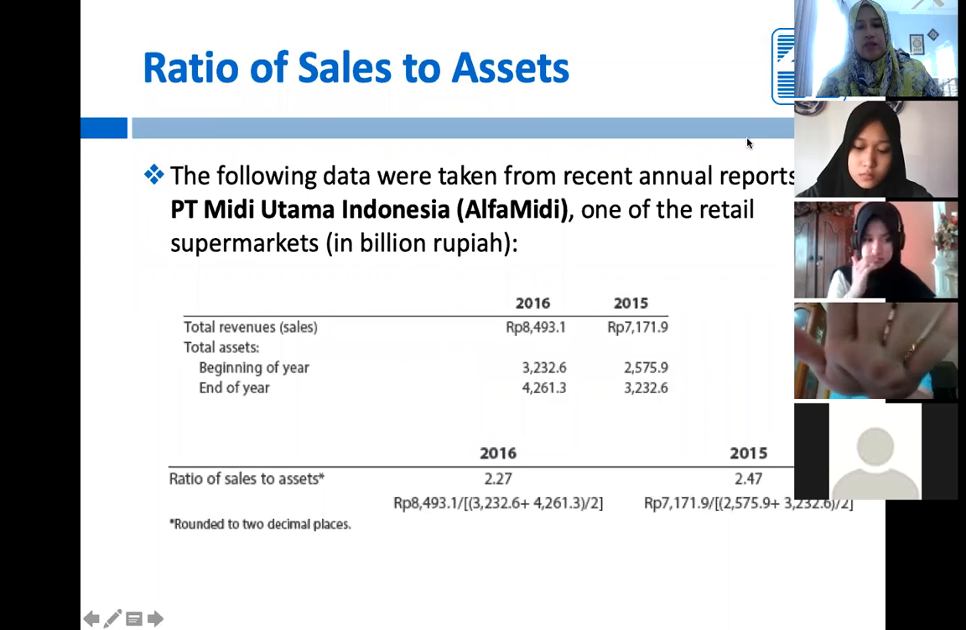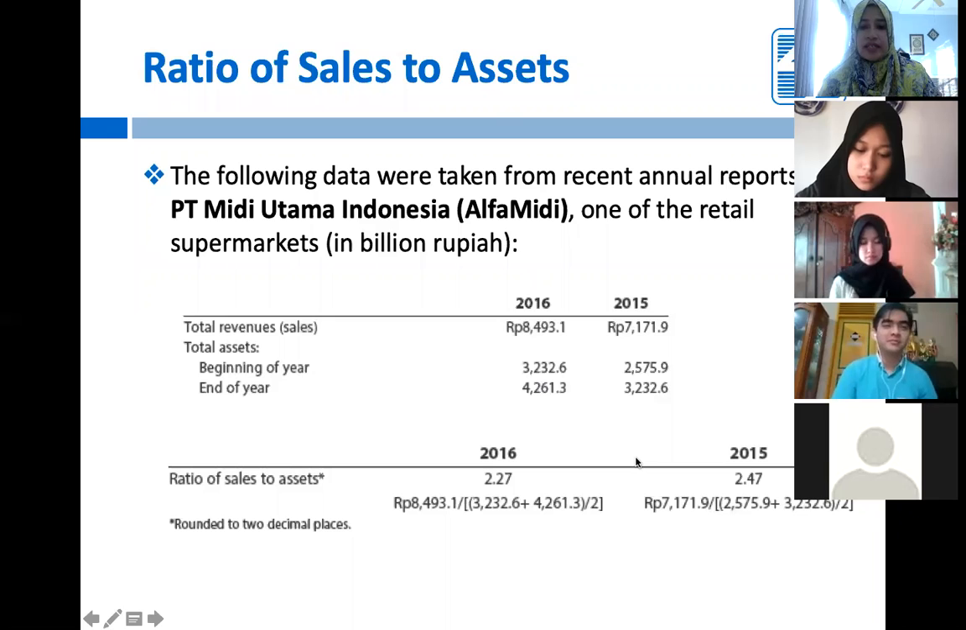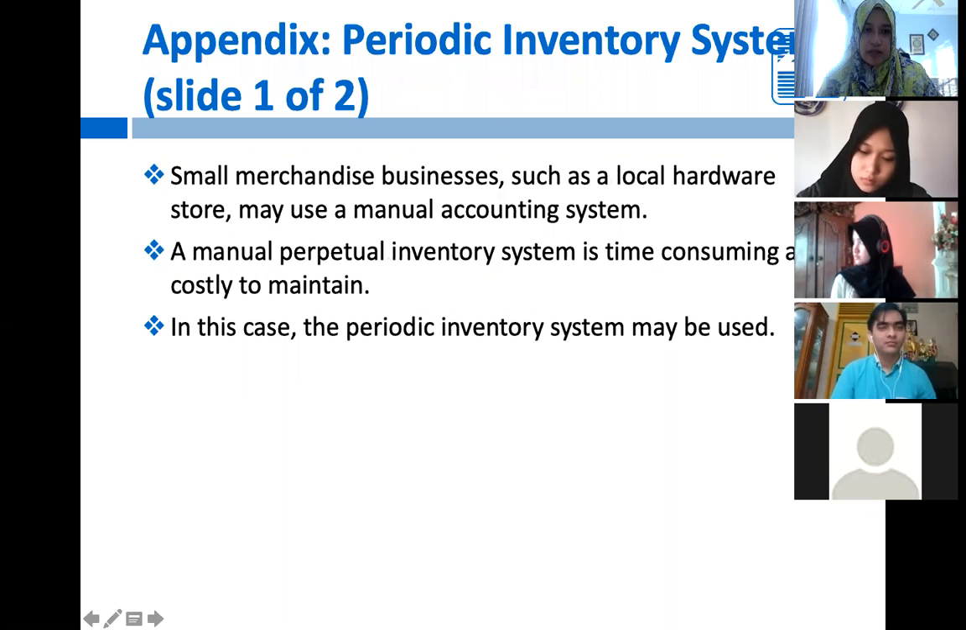Okay, here's the example. The ratio of sales to assets for this company is basically decreasing from 2015 to 2016. Okay, now let's go to the periodic inventory system.